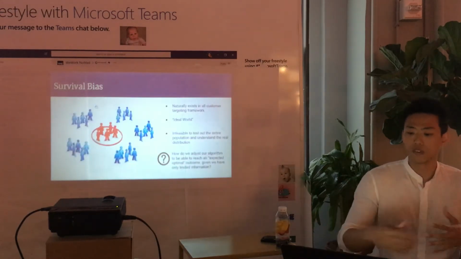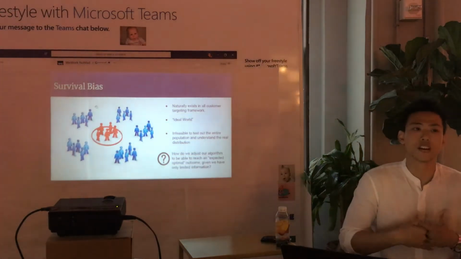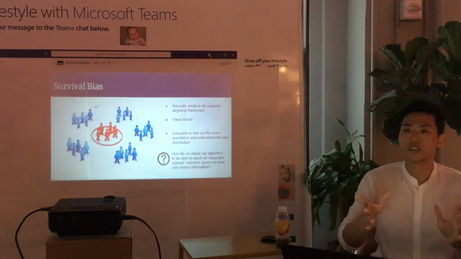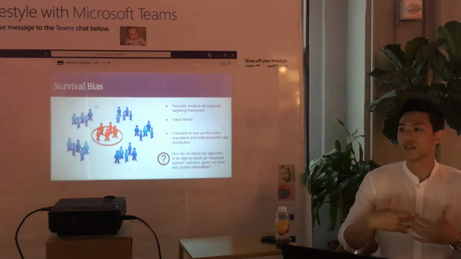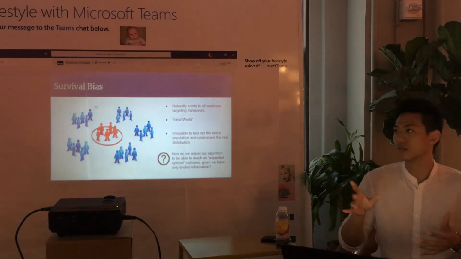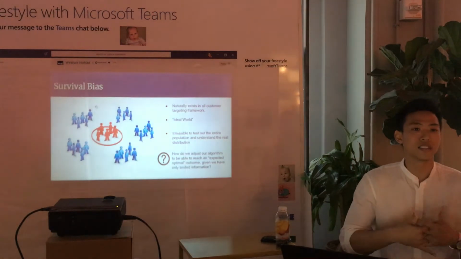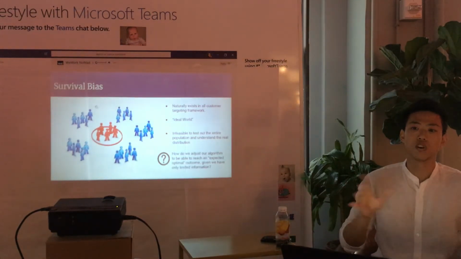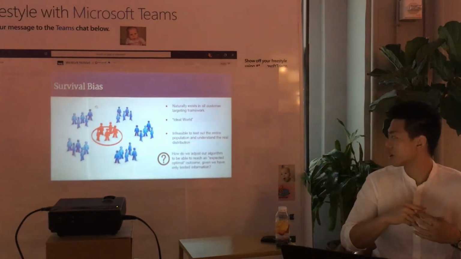All right. So survival bias naturally exists in all customer targeting frameworks. So think about it: you have 1 million customers in the US, and you can only target 1,000 of them. The data that you get is only from those 1,000. You don't know the rest of the numbers, right? So that makes your sample biased, even though you analyze all the samples you have. So it naturally exists in all customer targeting frameworks.